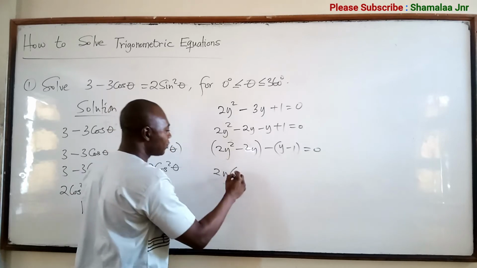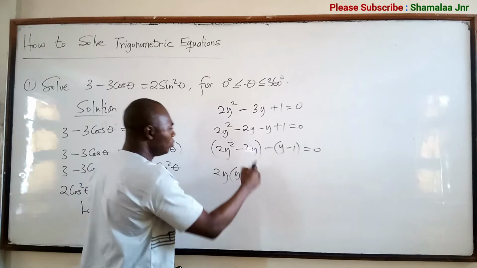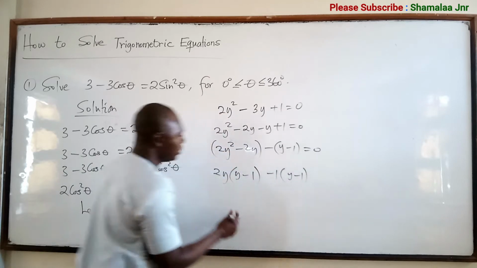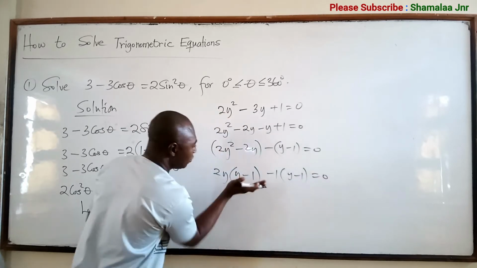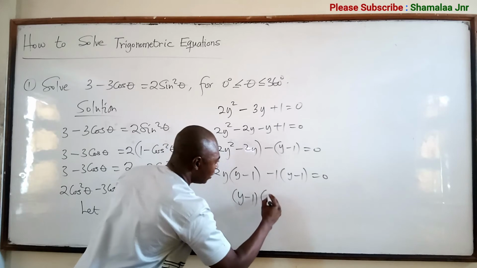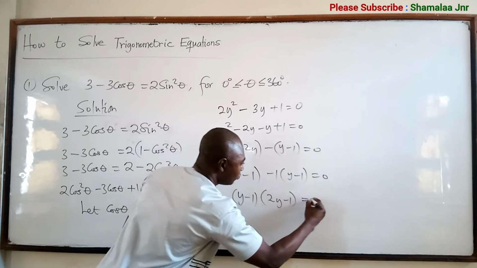Now here, the common factor here is 2y. 2y goes into 2y squared y. 2y goes into 2y, 1. Here the common factor is 1. Y minus 1, this will equal to 0. So this and this are the same. Just pick one of them. Y minus 1 and then 2y minus 1 equal to 0.